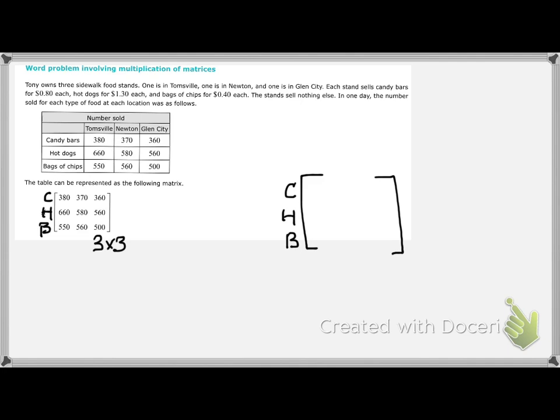Now watch, when I put this matrix here, and it's a 3 by 3 matrix, and then I'm going to put a 1 by 3 matrix over here because I want to multiply these. And I know that to multiply them, these numbers need to match. So I need this to be 3 columns. And in order to get 3 columns, I'm going to go like this. And that's going to be, again, C, H, B for candy bars, hot dogs, and bag of chips. And then the row is going to be money.